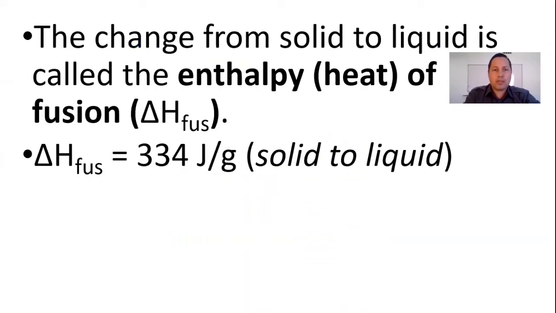All right, now, what is enthalpy? Enthalpy comes in two forms: enthalpy of fusion and enthalpy of vaporization. The first one we're going to look at is enthalpy of fusion. The change from solid to liquid is called the enthalpy of fusion, also known in some books as heat of fusion, either one. The value for turning a solid to a liquid for water is 334 joules for every gram. That's the enthalpy of fusion. So for every gram of ice, you're going to need to supply it with 334 joules of energy to change it from a solid to a liquid.